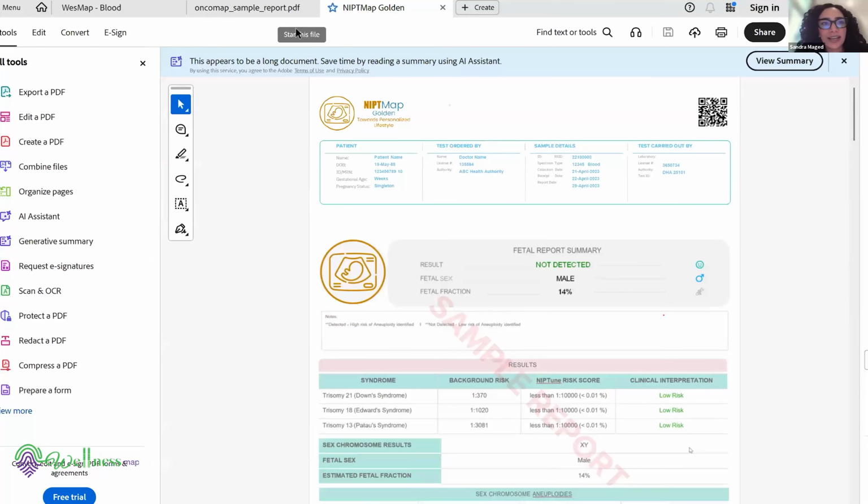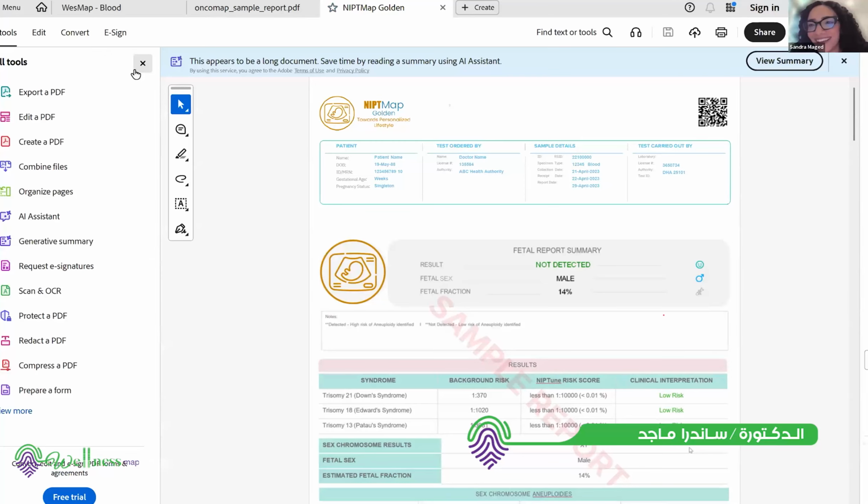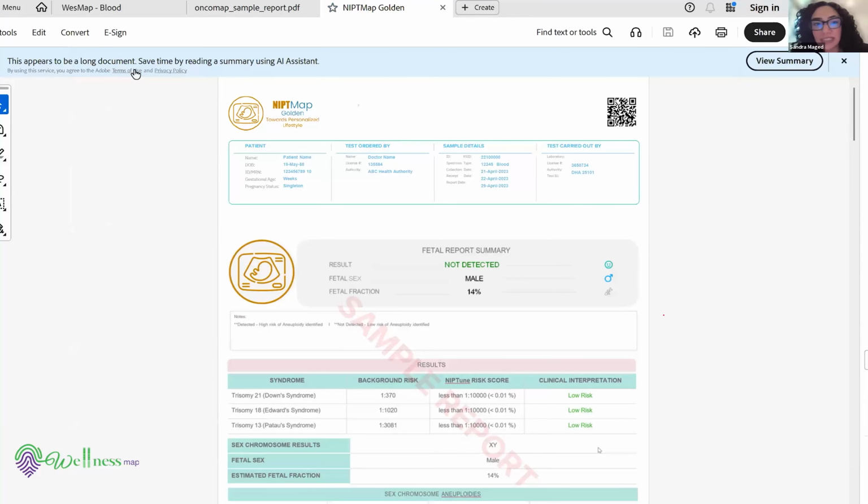We're going to move to the very interesting part now with the NIPT Golden. To be honest, not because I'm with Wellness Map, but this specific NIPT test is different than any NIPT test that you're going to see in the market, because it is the first of its kind to be able to separate the fetal fraction from the mother DNA, and to be able to look at the mother DNA separately along with the fetal DNA.